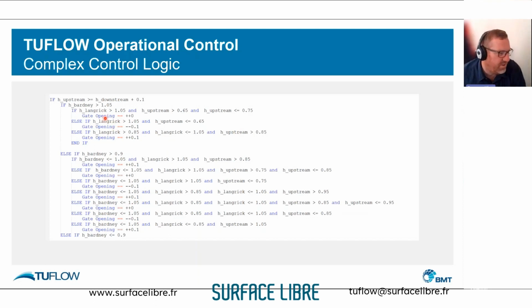In this instance, we've got the gate opening ++0. So what that means is the gate won't move. In this case, we're reducing the gate opening by 10 centimeter increments each time, and we're increasing the gate opening by 10 centimeter increments in this time. So we're not setting it to a set level, we're just increasing that gate opening bit by bit.